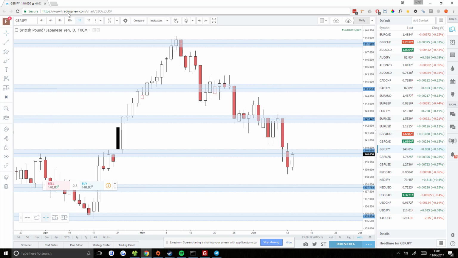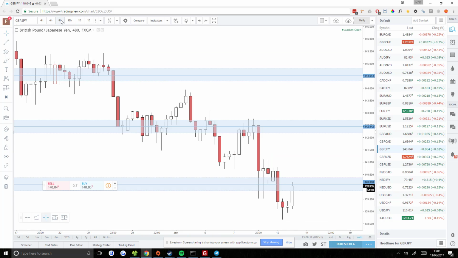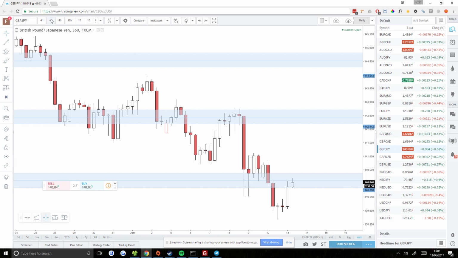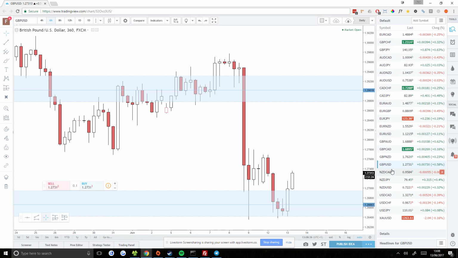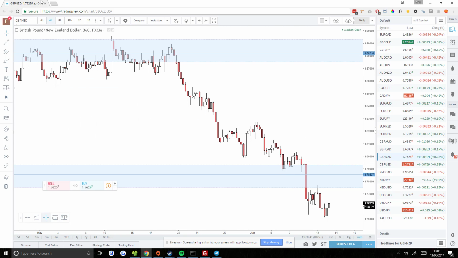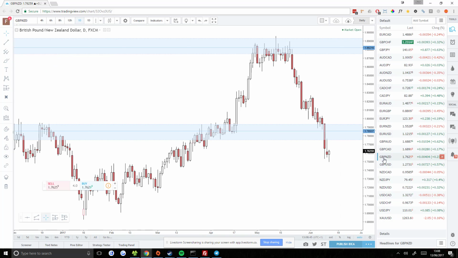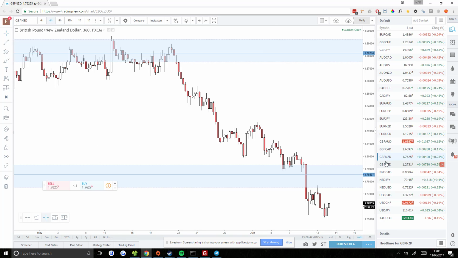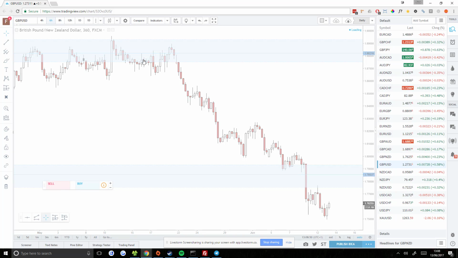All right, GBPJPY, a bit of a different story. We have a potential continuation. Keep a close eye on GBPJPY. What's happening here? Price dropped below support, it's come back up to it, it's testing resistance. We could get a move down. So keep a close eye on GBPJPY. Also, what was I up to? GBP New Zealand, I think I was up to. Yeah, but there's nothing much going on in GBP New Zealand. All right, GBP USD.